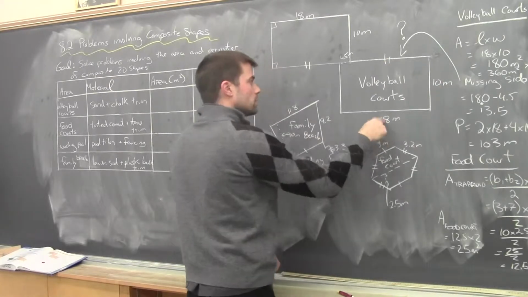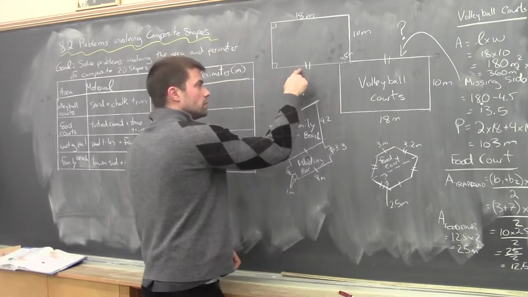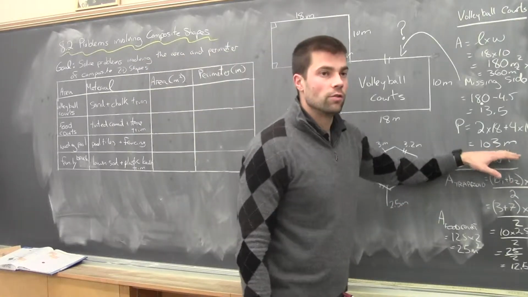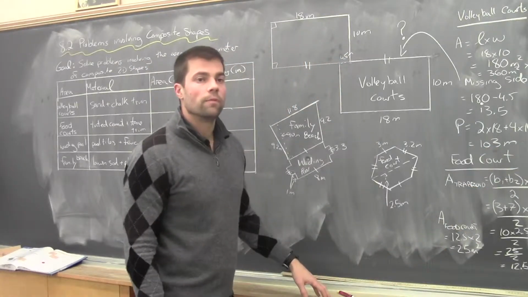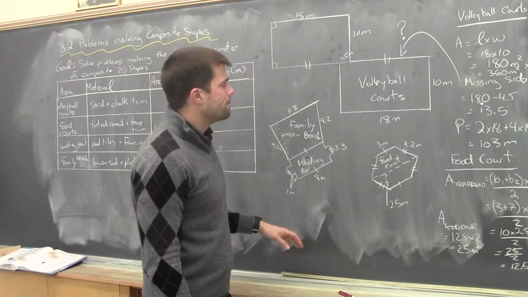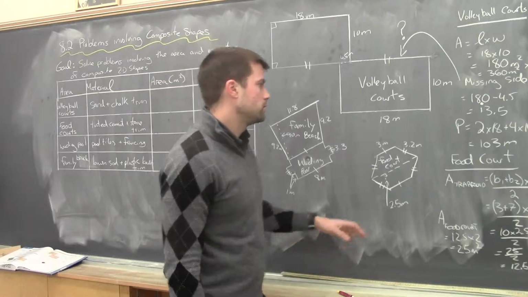Once we have that, we just add it up. 13.5 plus 10 plus 18 plus another 10 plus another 13.5, etc. We add them all up and we get a perimeter of 103 meters. Any questions there? Yeah? Can't you just figure out the perimeter, multiply it by 2 and then subtract 4.5? Yes.